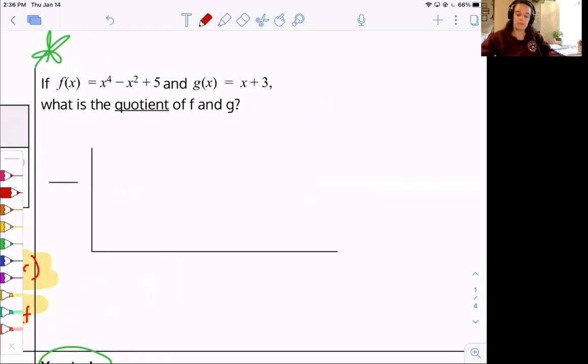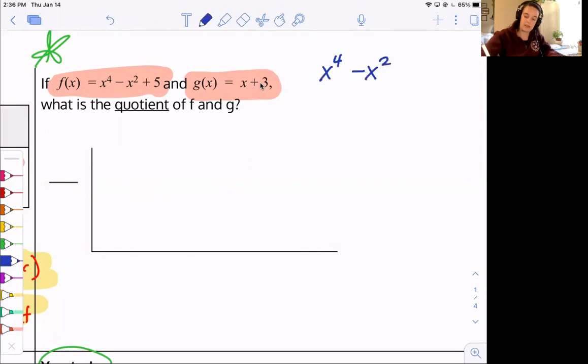All right, so I have f of x is this right here, and g of x is right here. And I want to do the quotient. Remember, quotient is division. So I'm going to do this divided by that. So I'm going to go ahead and write it. x to the 4th minus x squared plus x plus 5 over x plus 3.